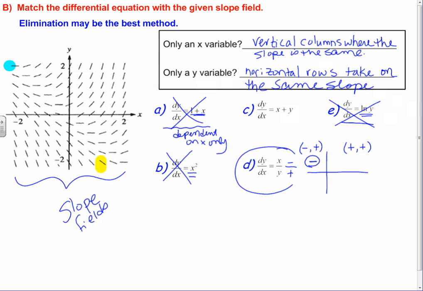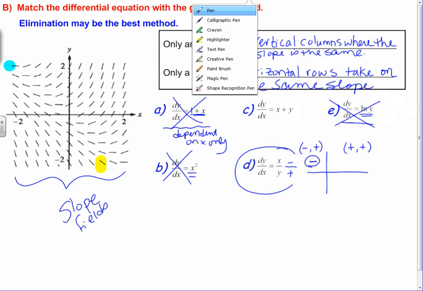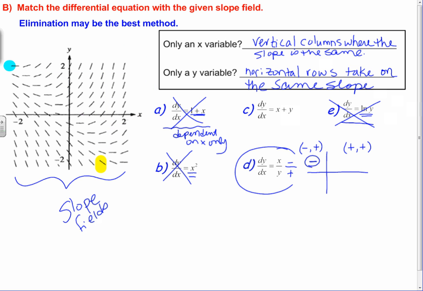So I take a focus on quadrant 2 here, and interestingly enough, I don't think that's the case, is it? I have some slopes that are positive, and then I have some slopes that are negative. So I think I've just ruled out D from happening as well. And so I think you could go ahead and conclude that C is it.